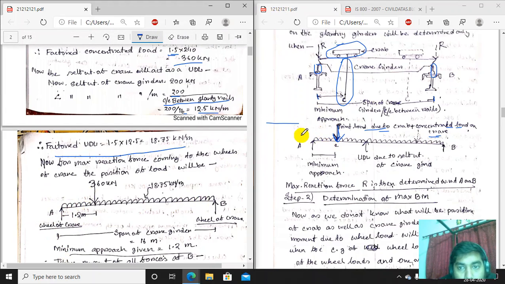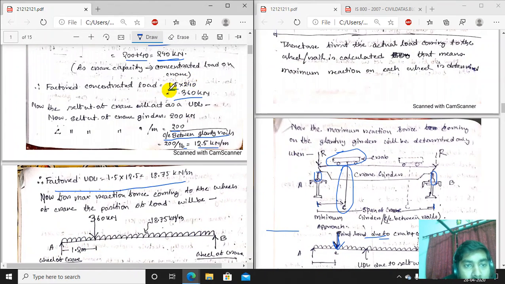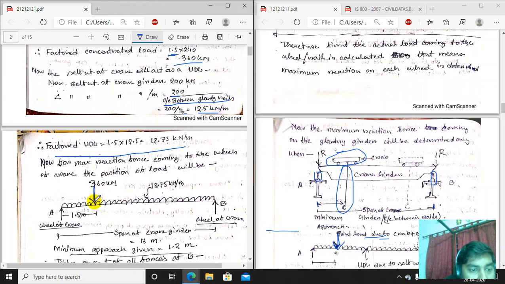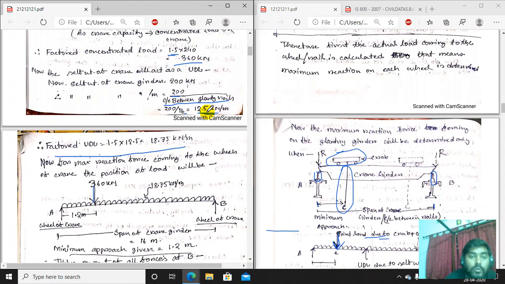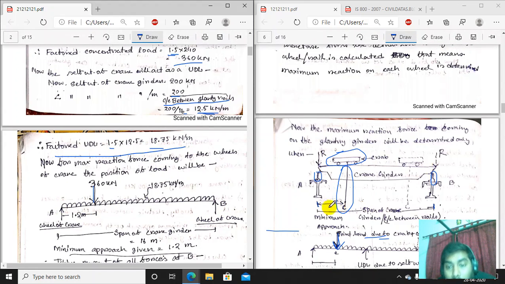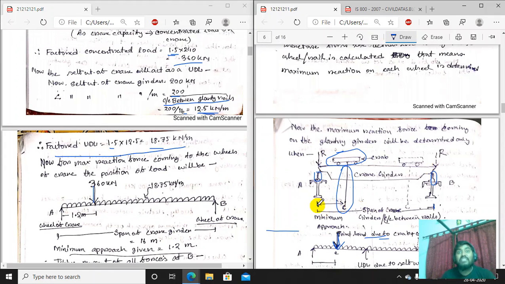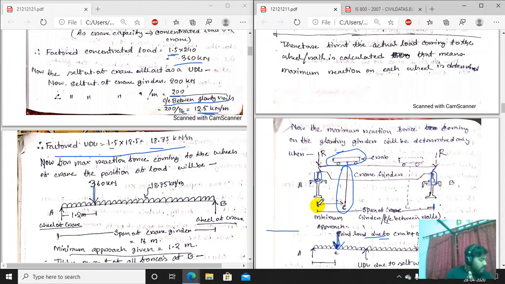So 360 kilonewton, the applied factored concentrated load, is acting here, and 12.5 kilonewton per meter is the uniformly distributed load, that will be 12.5 into 1.5 factored. So 18.75 factored load will be acting all throughout the member, the crane girder. Now that distance, so the maximum reaction force is achievable.